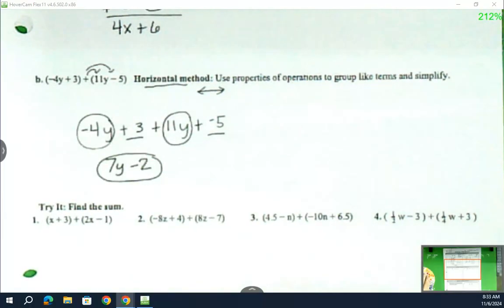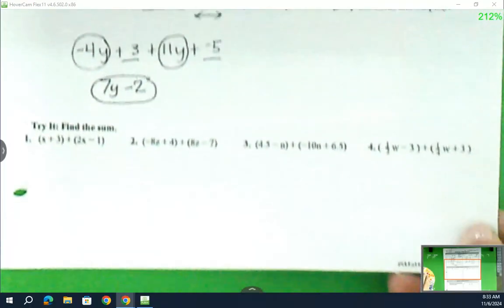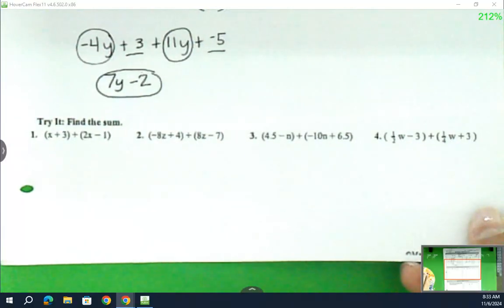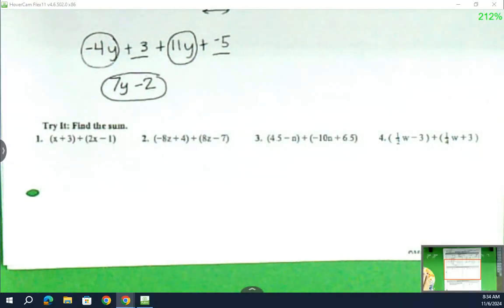Okay, you can pause the video and try the next few problems here, finding the sum, and then turn it back on to check with me.